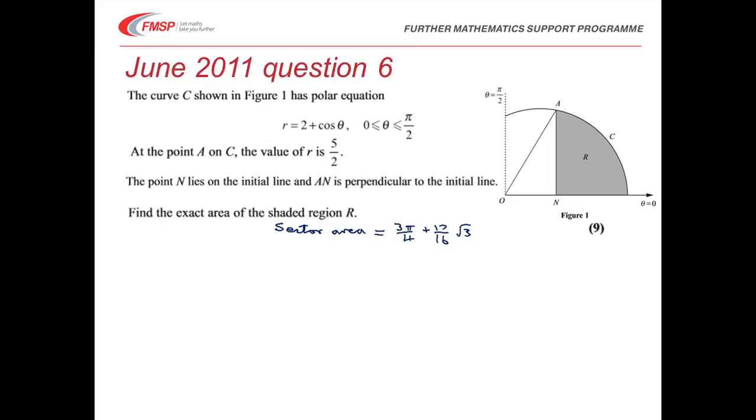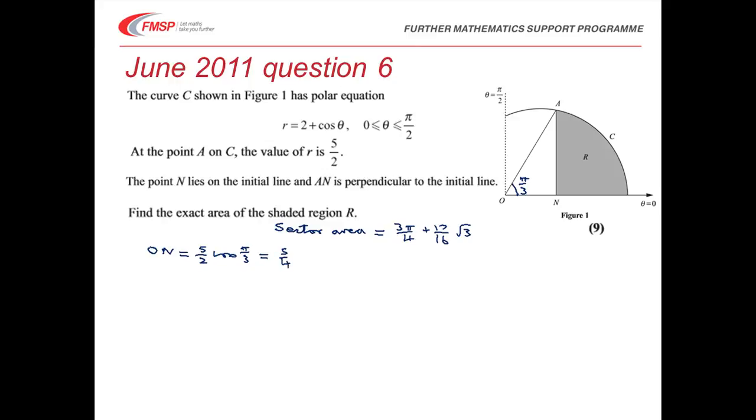We now need to find the area of the triangle OAN, and that will allow us to find the shaded area. So I need to find the length of ON. Don't forget, we know that the angle is pi by 3, so you might want to just make a note of that on your diagram. Therefore ON is OA, which was given as 5 over 2, times cos pi by 3. So we can fairly quickly get ON is 5 quarters.